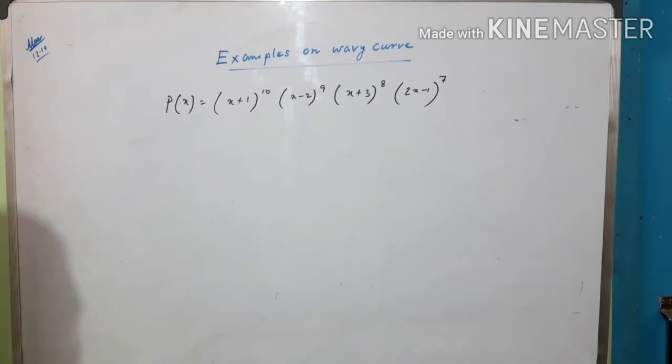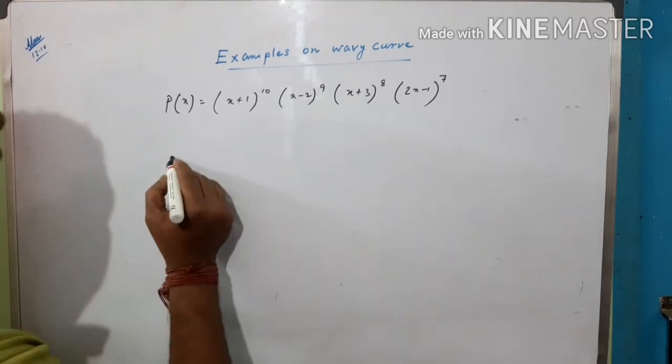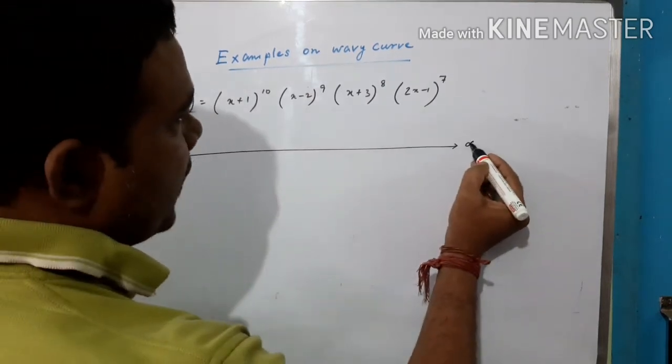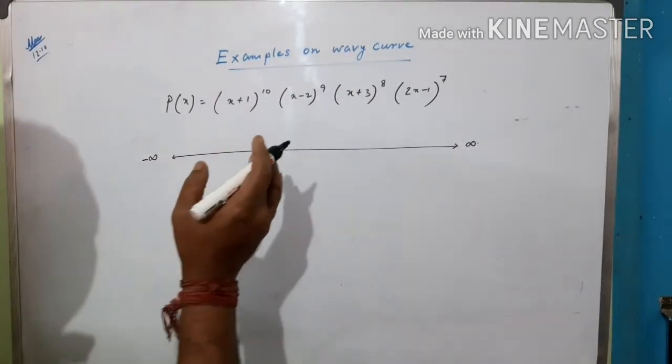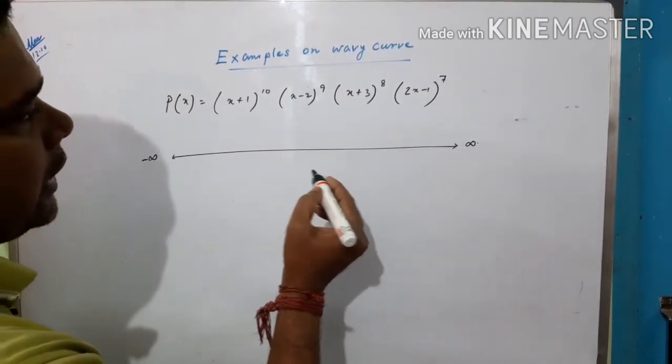Now here we have taken a polynomial P(x). Just remember that when the numerator is 0, it's called the zero or root of a polynomial, and when the denominator is 0, it's called a pole or the point of discontinuity. Now for a polynomial function there is no pole because the denominator is 1. So what we have to do, we have to draw the real line extending from minus infinity to plus infinity, and here we are only having the roots, so we are plotting the roots on the real line.